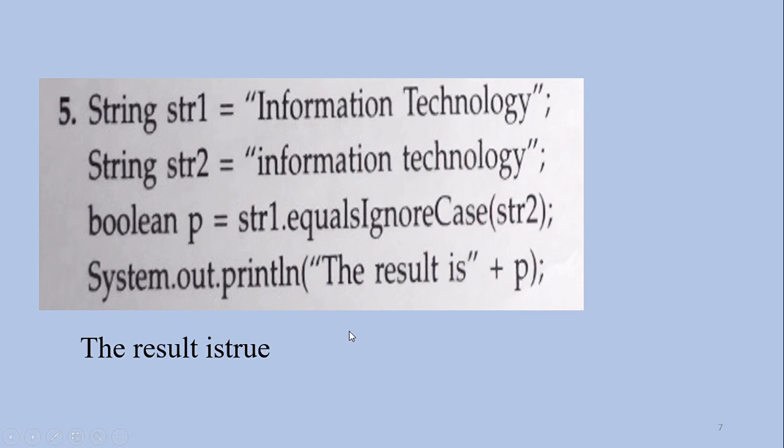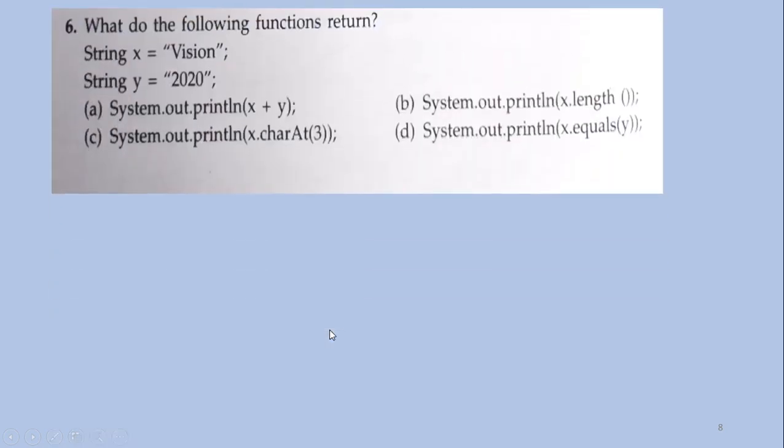Okay. Now we go to the sixth question. Your sixth question. What do the following functions return? Okay, so you have string x as vision and y as 2020 and System.out.println x plus y. Now, when you see this plus, don't get confused. Look at what variables it is working on. One is working on x, which is a string, the other one y is also a string. So you know you cannot add two strings. Clear? So what will you do?